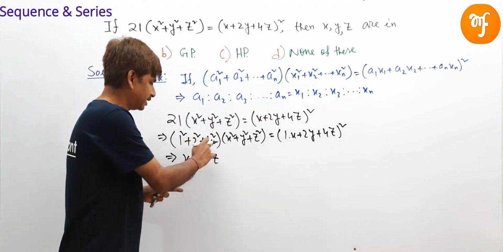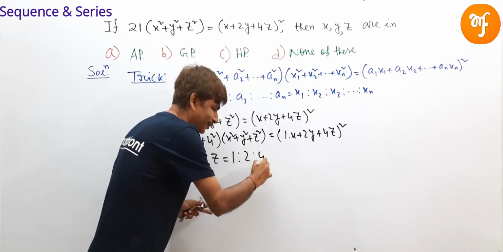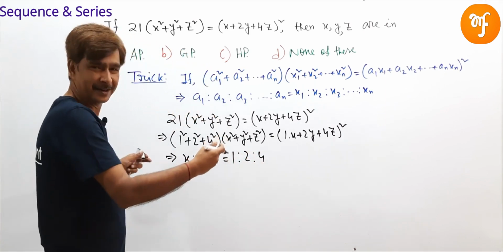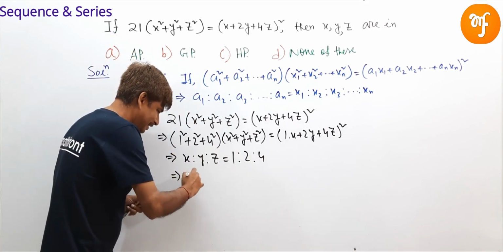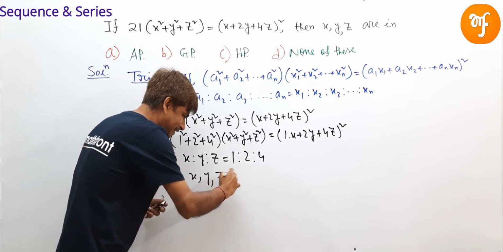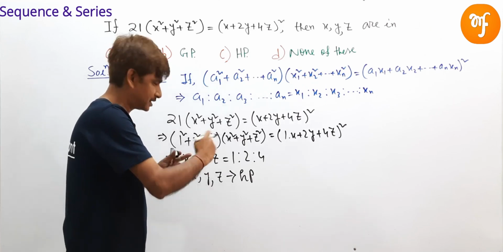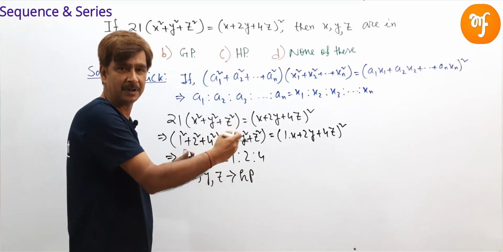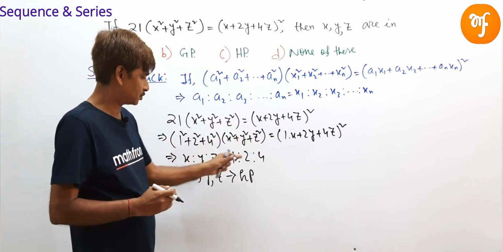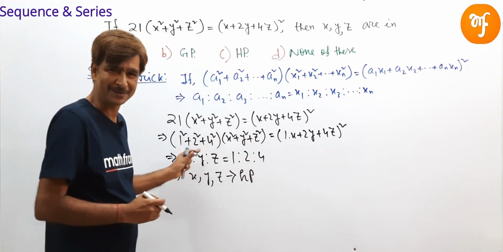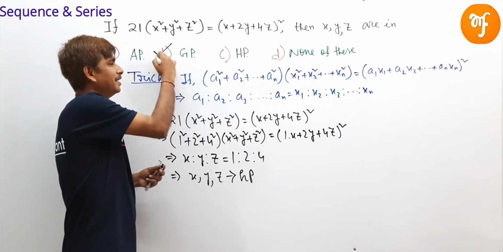So, we have a1, a2, a3 as 1, 2, 4. So, we can say this is equal to 1 is to 2 is to 4. So, what does this refer? x, y, z are in GP. If x, y, z are in the ratio such that they are in AP, then the answer will be AP. But in this case, x, y, z are in GP, as 2 square is equal to 1 into 4, that is y square is equal to x into z. So, our correct option is option B.